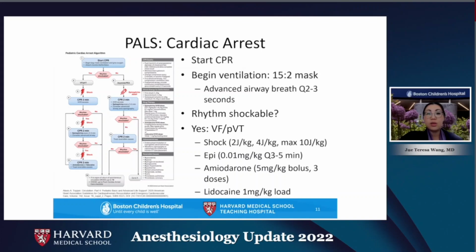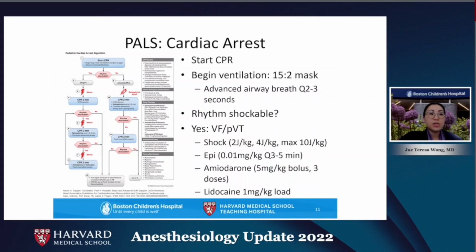If the rhythm determined at this point is still shockable, deliver a shock, and at this point, you can consider giving one of 2 antiarrhythmics. Amiodarone at 5 milligrams per kilogram bolus can be given up to 3 doses, or lidocaine at a 1 milligram per kilogram loading dose.